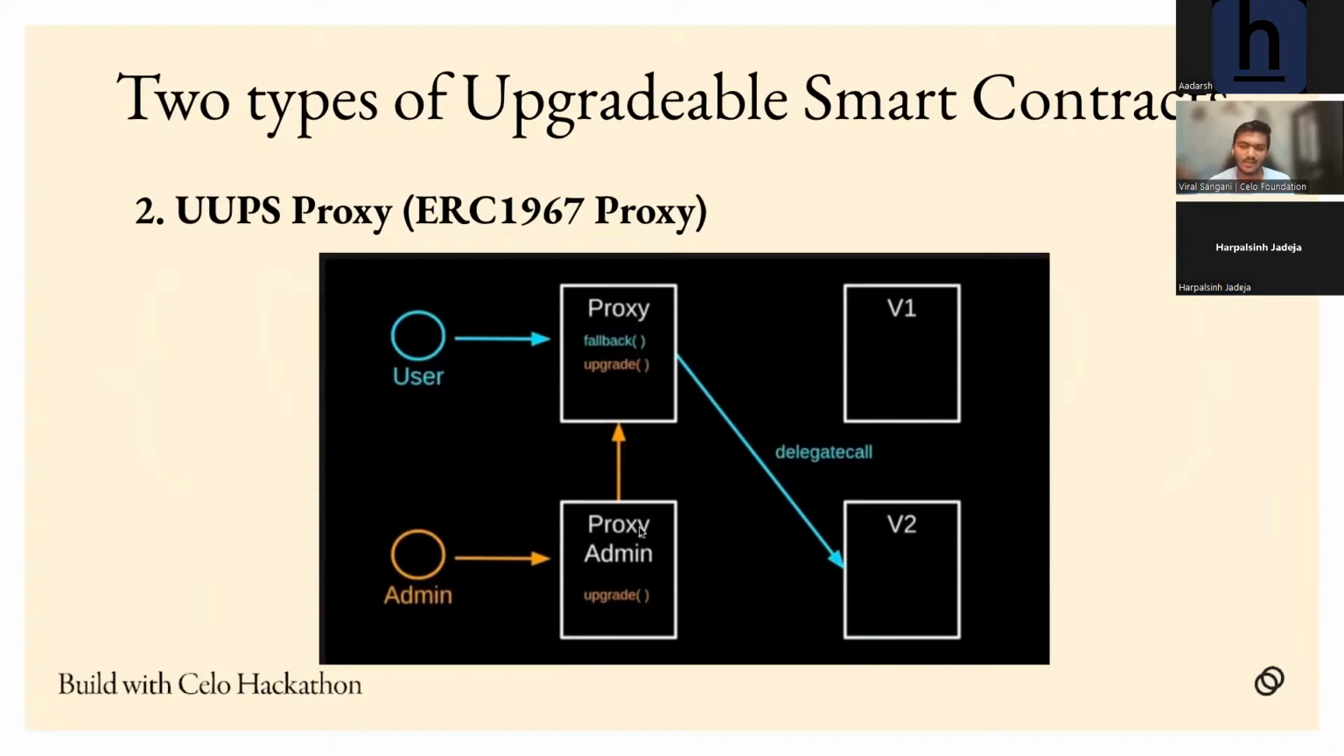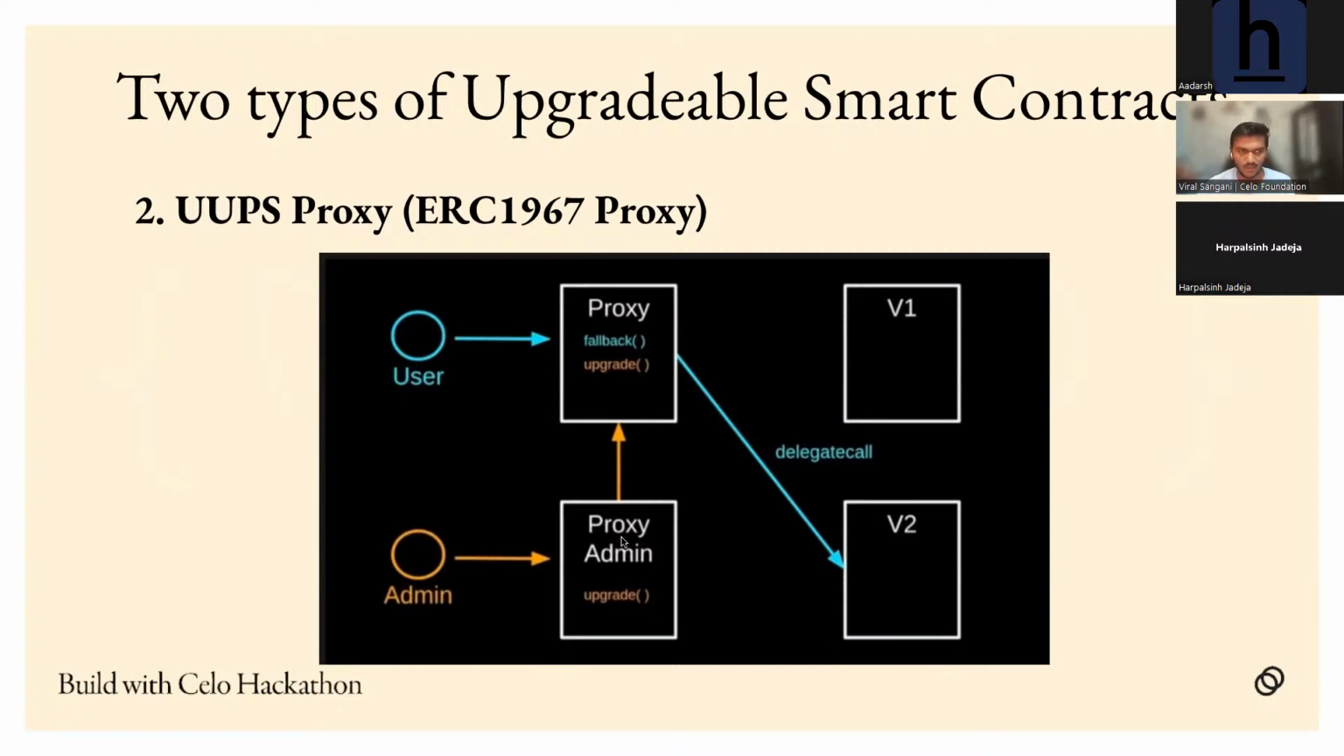This adds an extra level of security, where a user cannot call the proxy admin directly. Only an admin can do it, and an admin cannot directly call a proxy. They can only call the proxy admin. So this is a fallback that we have to face. Admin cannot call the proxy contract. They can only call the proxy admin, and a user can only call the proxy but cannot call the proxy admin.